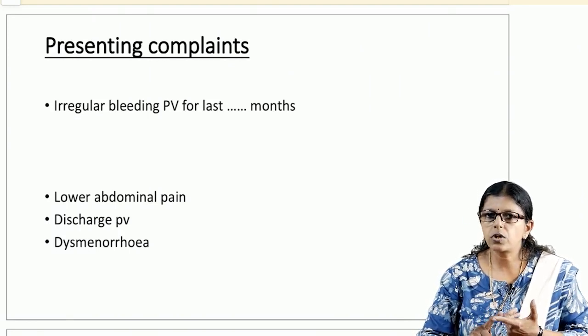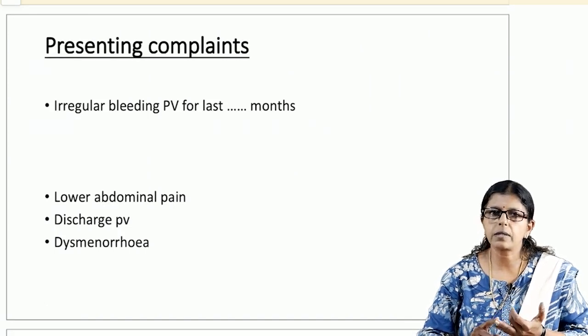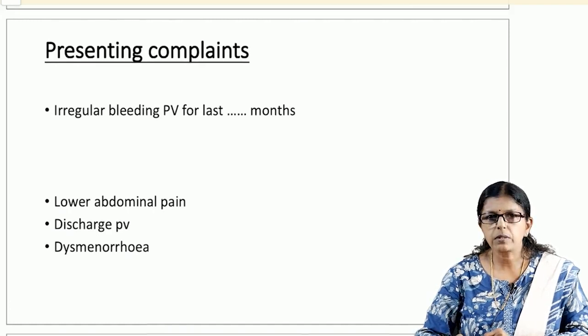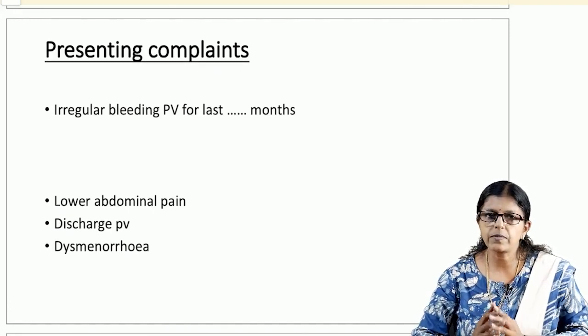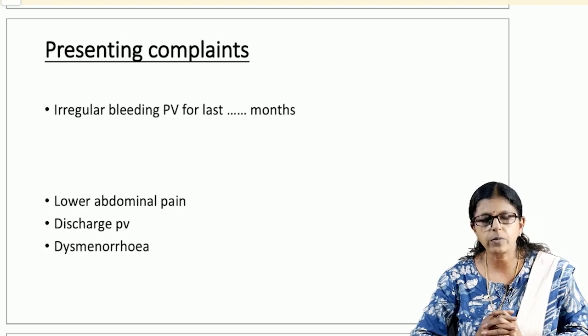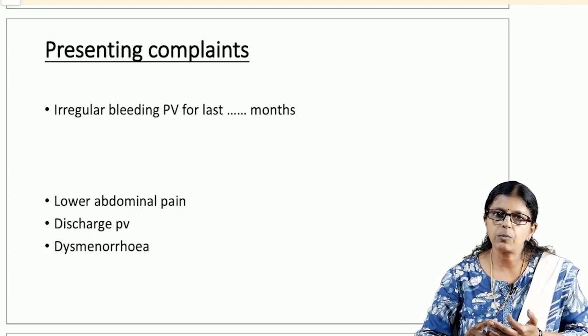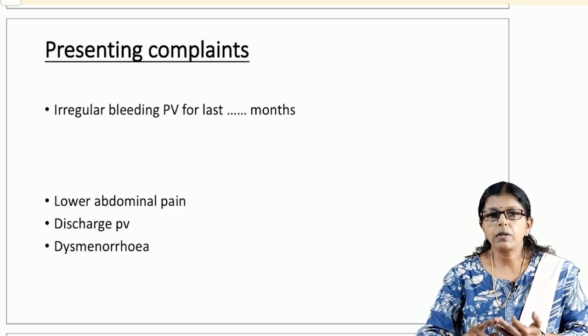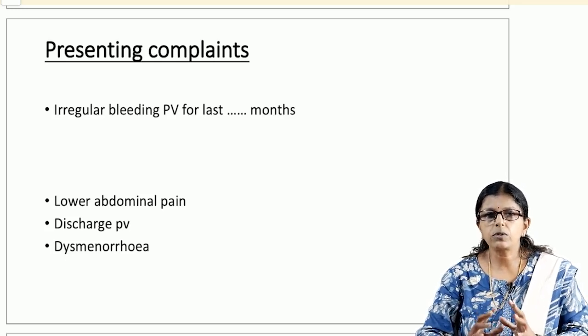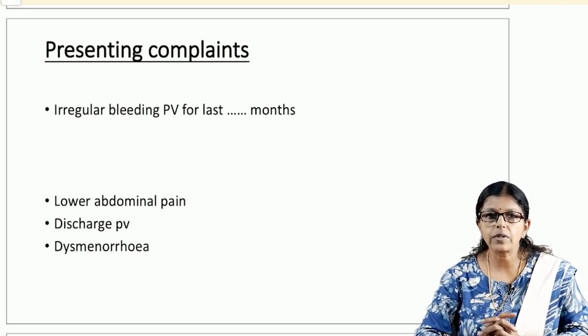Now, when you take a history of bleeding, as I said, you have to pay attention to all those factors: regularity, cyclicity, duration, volume, and that has all to be documented. When you're asking her what the complaints are, she might have some other complaints like lower abdominal pain, she might have discharge PV, she might have dysmenorrhea. Those have to be documented, and all these complaints, again, need to have an origin, a duration, and a progress. So if, for example, she's having irregular bleeding PV, now she's having heavy prolonged bleeding PV, and along with that she has started to have dysmenorrhea.